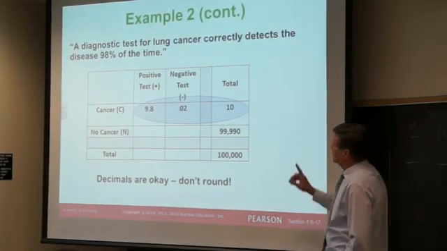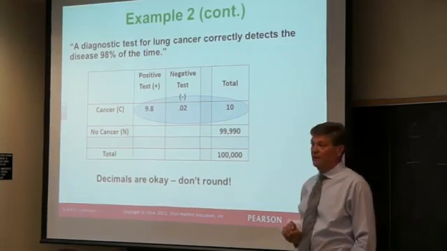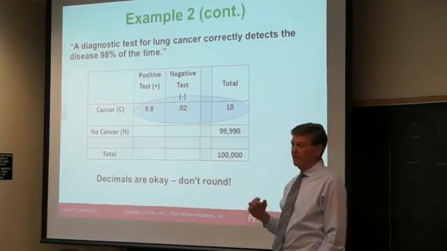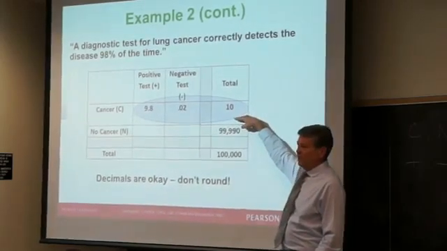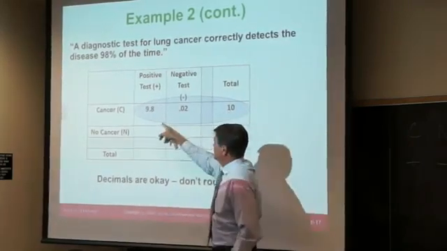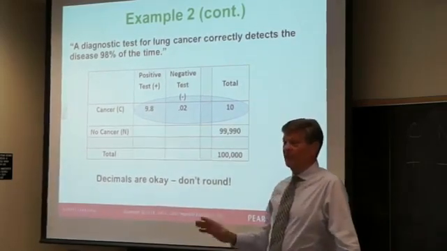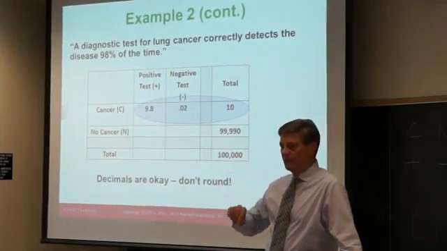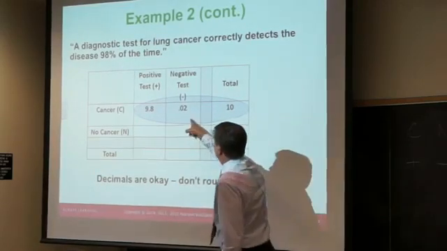Now I'm using my next clue. A diagnostic test correctly detects the disease 98% of the time. Okay, where's the cell or row that corresponds to the people that have cancer? This is right here. So 98% of the time, I'll get a correct positive test result. So 98% of 10 is 9.8. Now, don't be disturbed by getting decimals here. That's fine. We're not really dealing with real people here. We're just setting up numbers that are in the same proportion as the probabilities we've been given. That's 0.98, that's 0.02.